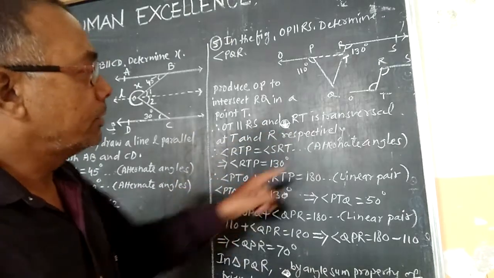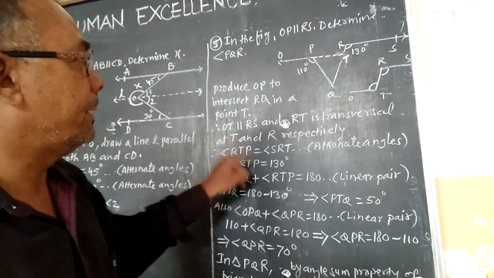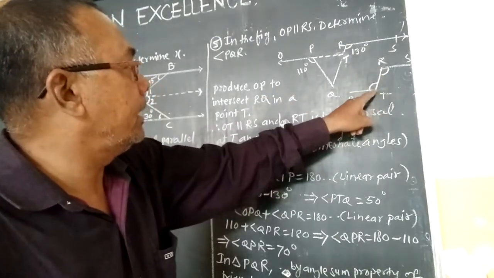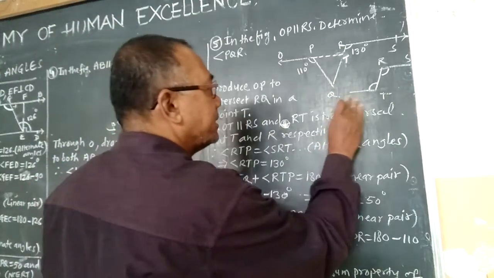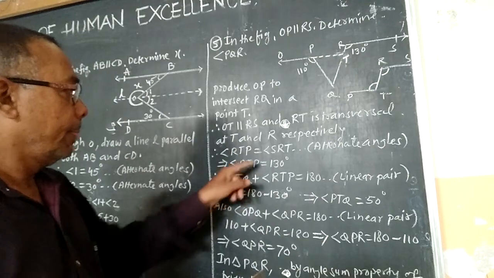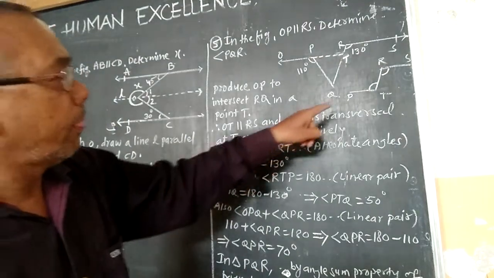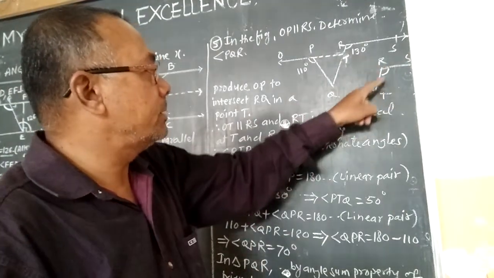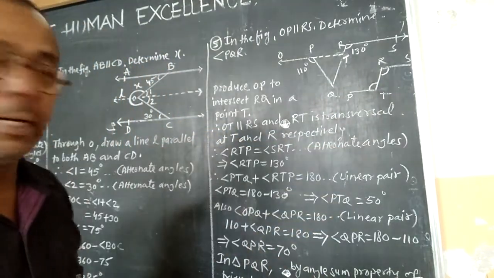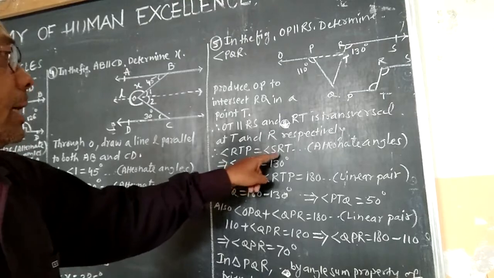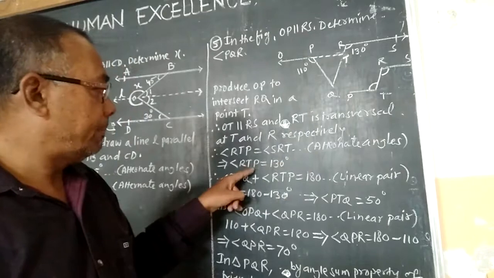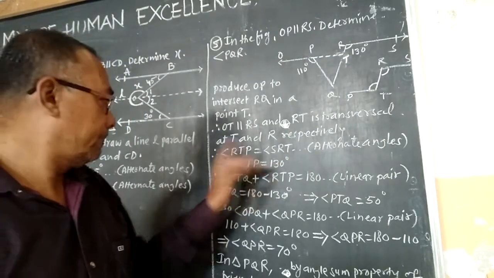Therefore these two angles, that is angle RTP, P point is there, so we will write here P, RTP is equal to angle SRT. SRT means these two angles are equal, because these two angles are alternate angles. Out of these, SRT is given here 130. So RTP is equal to 130.